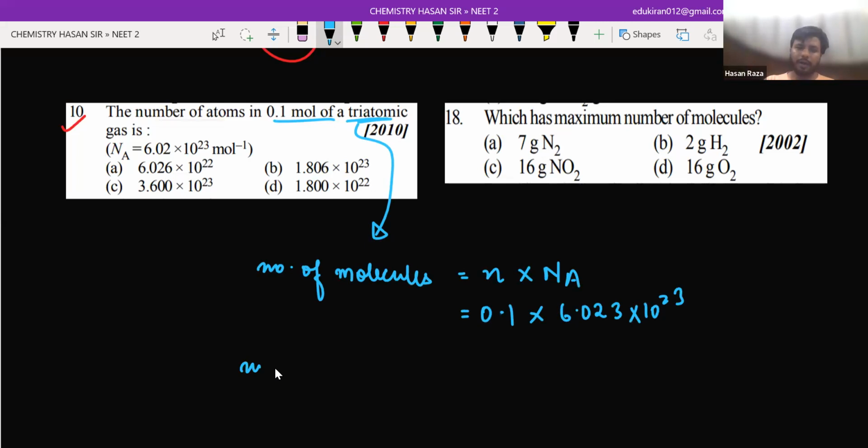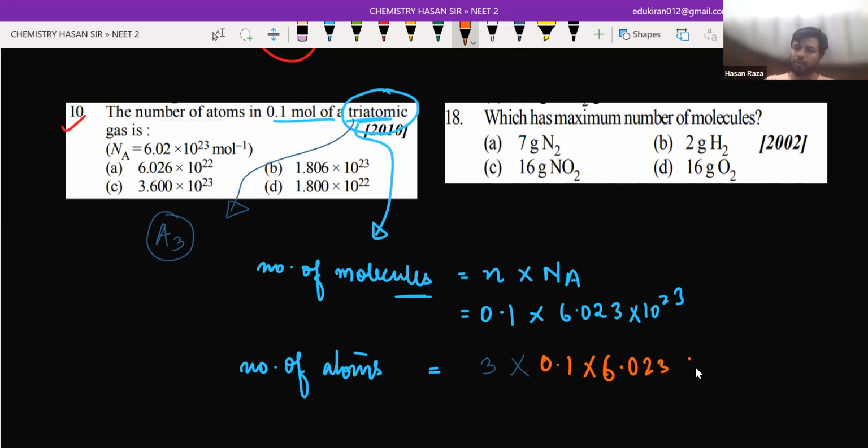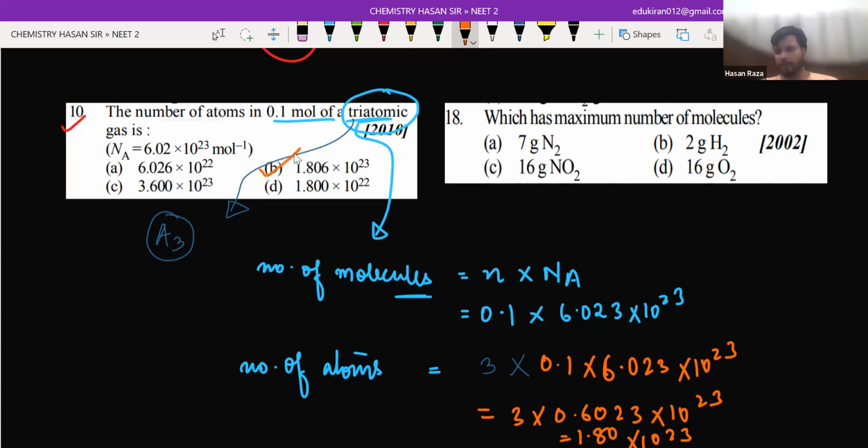To calculate the number of atoms, always remember this, you are going to multiply the number of atoms present in the molecule into the number of molecules. If it is triatomic, that means it will have three atoms. So you multiply three into the number of molecules. The number of molecules is 0.1 into 6.023 into 10 raised to the power 23. Let me calculate it. It will be 0.6023 into 10 raised to the power 23. And 3 is already there. So if you multiply it by 3, it will be equal to 1.80 something into 10 raised to the power 23. So the answer is very good, Aisha.